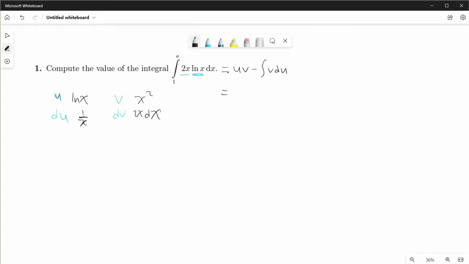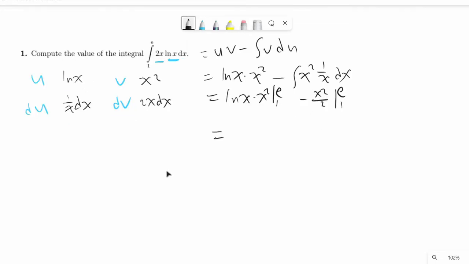And then I can plug in, right, uv is ln x times x squared, minus the integral of v du. Remember to have the dx. And then this should just be ln x times x squared evaluated from 1 to e, minus, this would be just an x, and then the integral of that would be half x squared, from 1 to e. From here, we can plug in parameters.